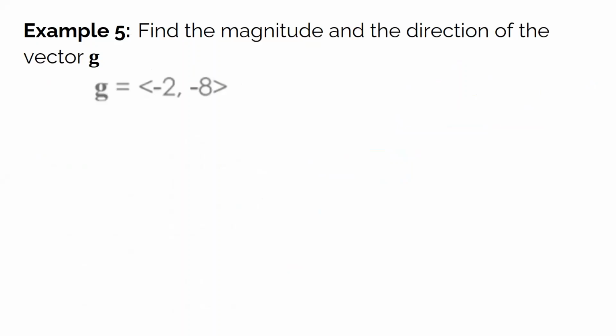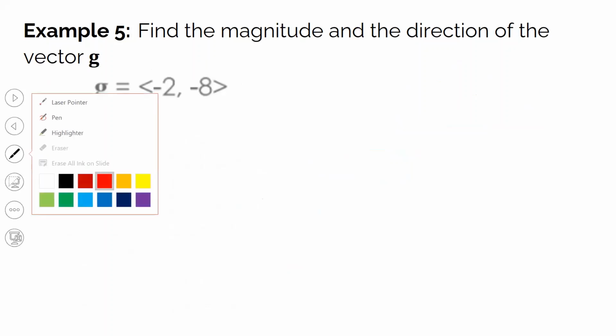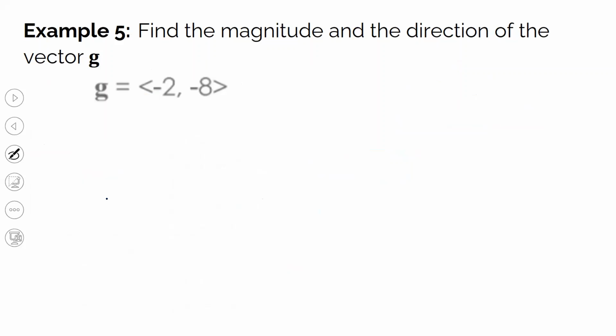Okay, so number 5 will be find the magnitude and the direction. You have already been given the component of this vector G, so you are just asked to find the magnitude and the direction. What are you going to do? It is always a good idea to sketch this vector so that at least you know how it looks, and that might help you to check yourself, especially if you are getting the direction wrong.